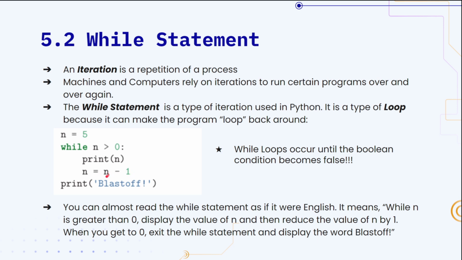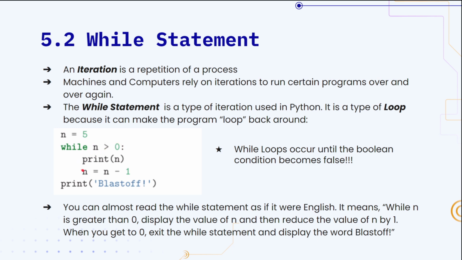So now n is going to equal 4. Because n equals 4, we go back to the while statement. Is this boolean true? That's true, because n is still greater than 0, and it's going to rerun what's inside the while statement. It's going to print n one more time, and then n is equal to 4 minus 1, which is 3. Go back over here. What is n? n is 3. Is 3 greater than 0? Yes, so this boolean is still true.